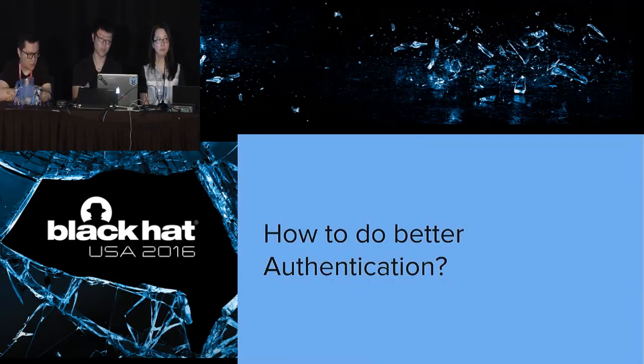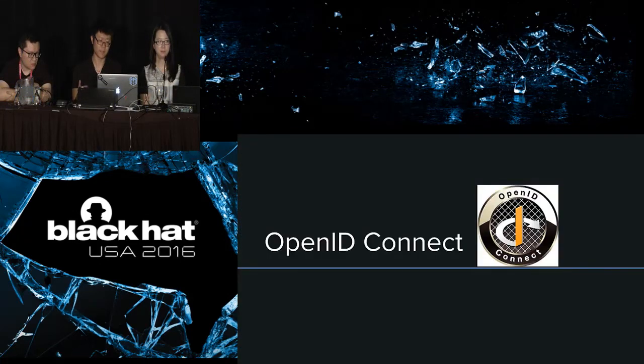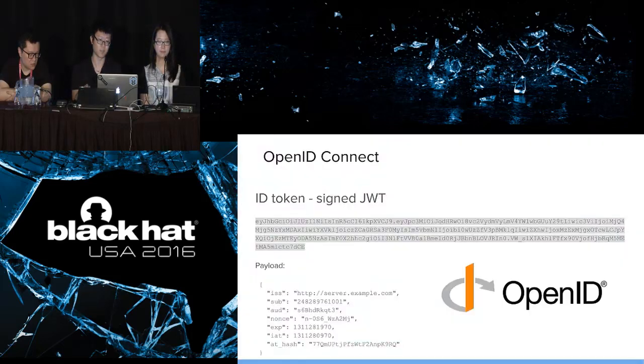So you may wonder, if I want to do OAuth or third-party authentication, how do I do it better? There is a newer spec called OpenID Connect. It is built on top of OAuth 2 and does authentication. So besides the access token, the service provider can send back an ID token, which is a signed JSON Web Token, JWT. Inside the signed payload, you can see there are a lot of attributes.